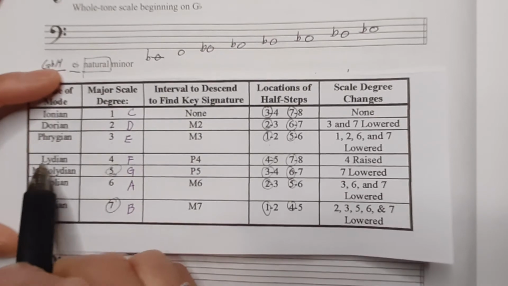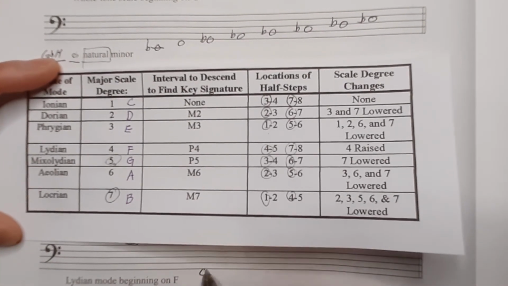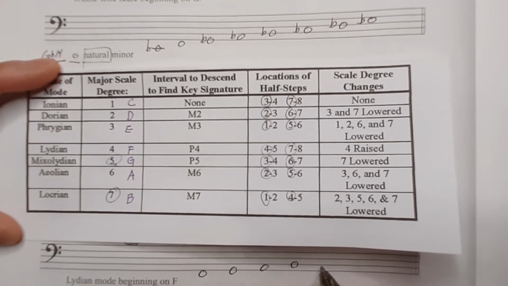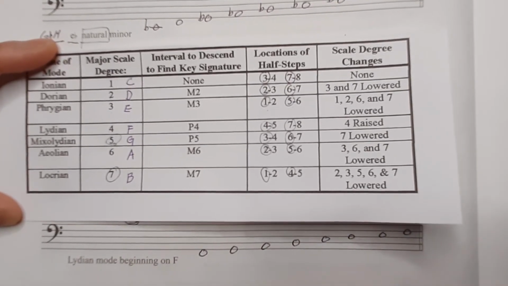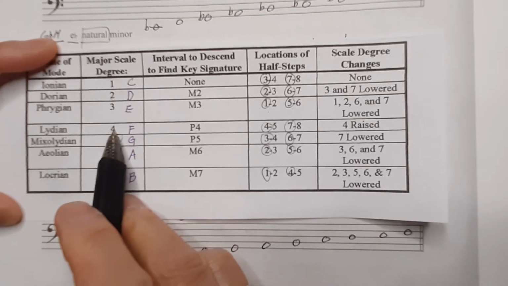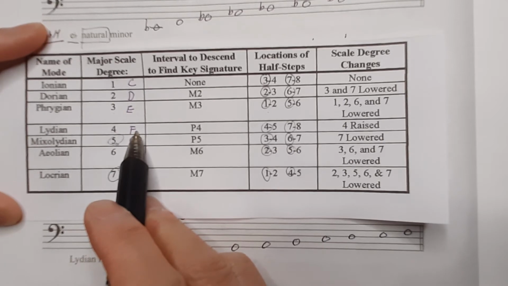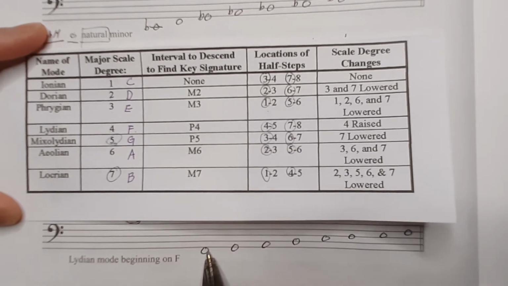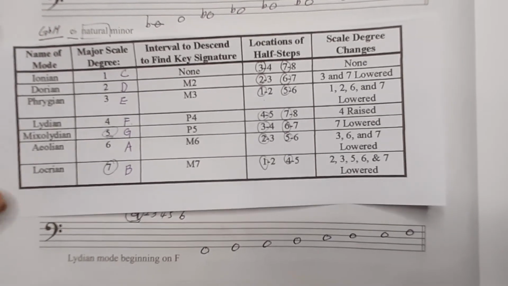What's Lydian mode? It's the 4th degree. On F, here we go: F, G, A, B, C, D, E, F. And again, the Lydian mode is the 4th degree, and in the key of C major, F is 4th, right? So this is it, F to F, and you don't need to draw any sharp or flat.